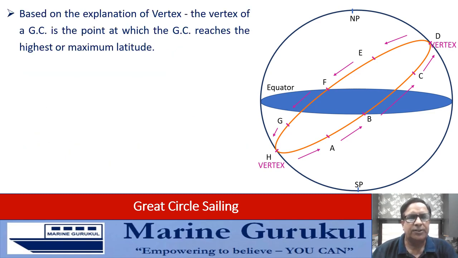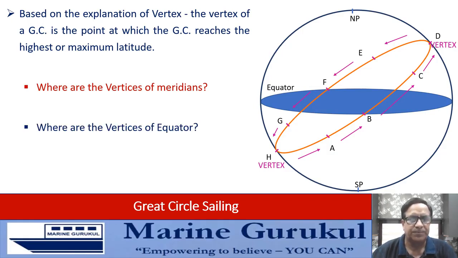So based on the explanation, the vertex of a GC is a point at which the GC reaches the highest or maximum latitude. In other words, these are the points on the great circle which are closest to the poles. Now, based on this discussion, let's evaluate as to where are the vertices of the meridian. We know all meridians run north-south. Their highest latitude are the geographical poles. Therefore, vertices of every meridian happen to be the North Pole and the South Pole.